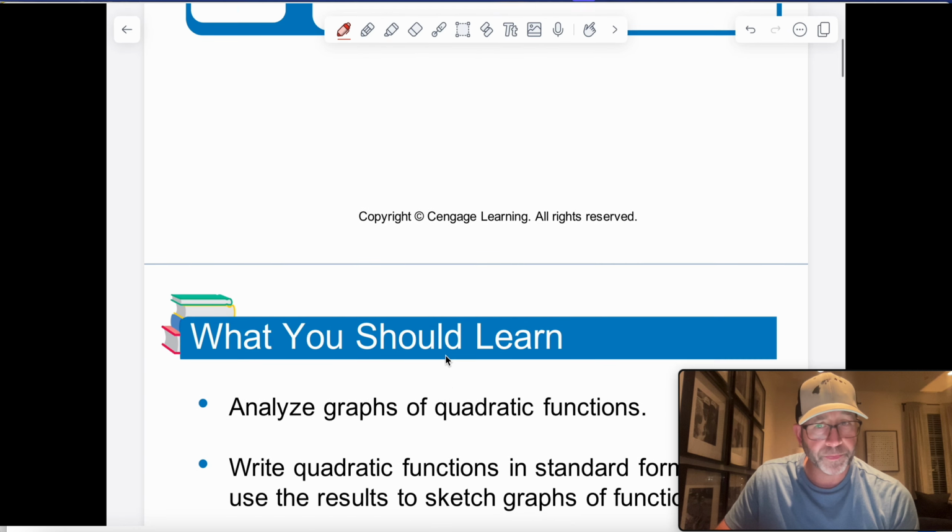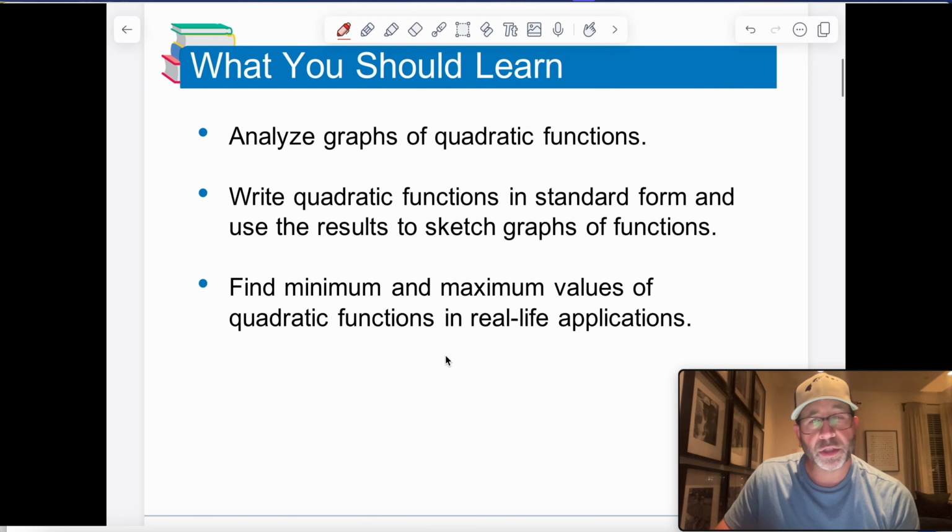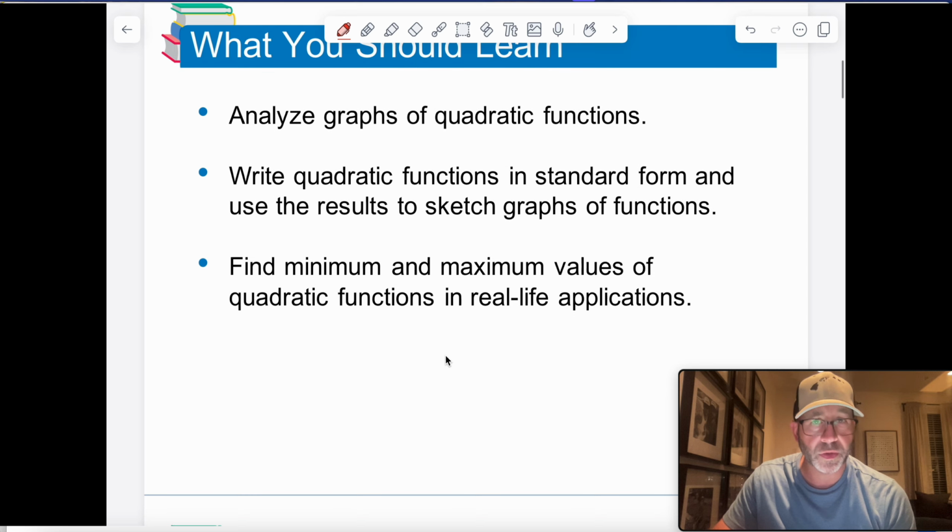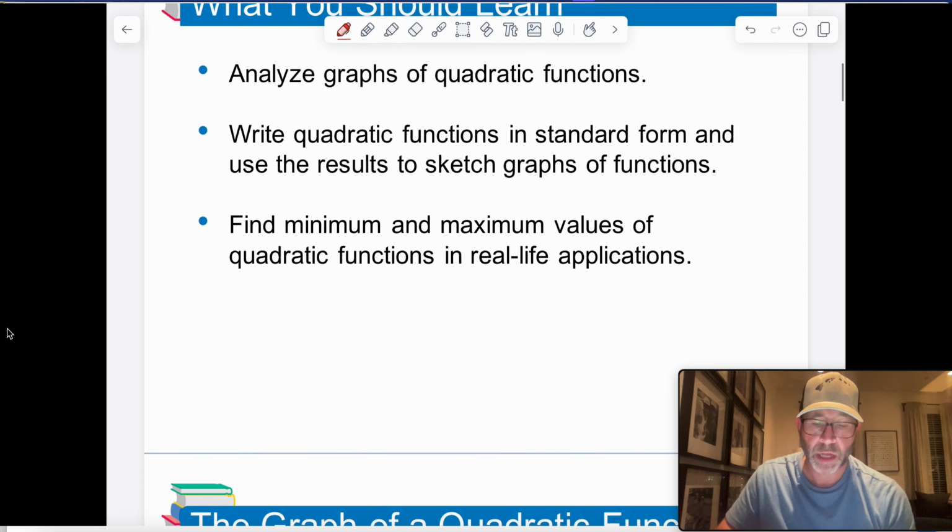So let's get started. What you should learn in this is we're talking about quadratic functions, the standard form, and then how to graph them, how to find the max and the min, and then some real life applications that relate to quadratic functions, okay?